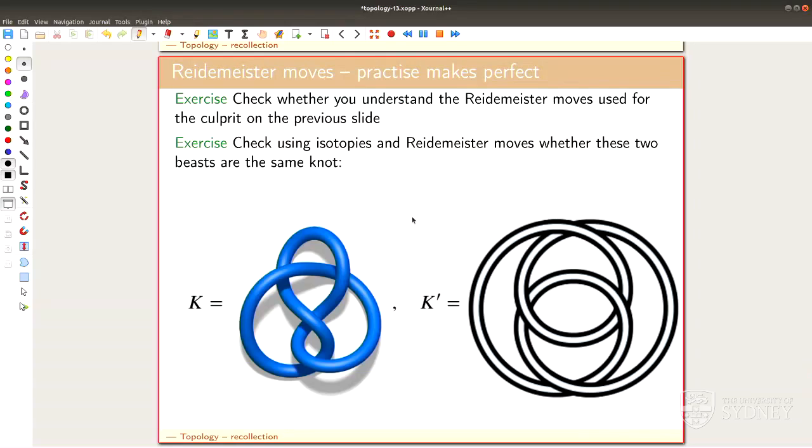Again, try to check whether they're the same. I just told you there's only one knot with 4 crossings, so they have to be the same. But maybe you can actually try to see that using the Reidemeister moves. There are 4 crossings. They need to be the same. We already know there's just one knot with 4 crossings. But it's not so obvious. So maybe it's a nice little exercise to check that.